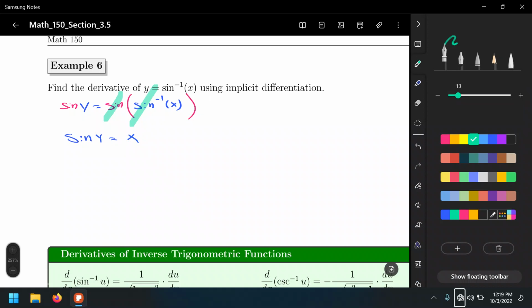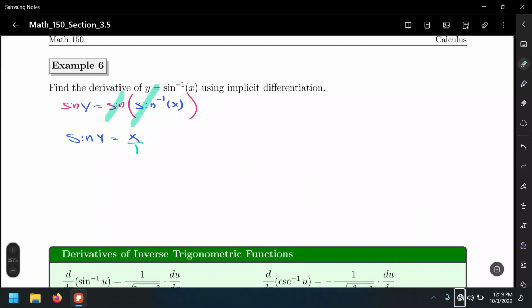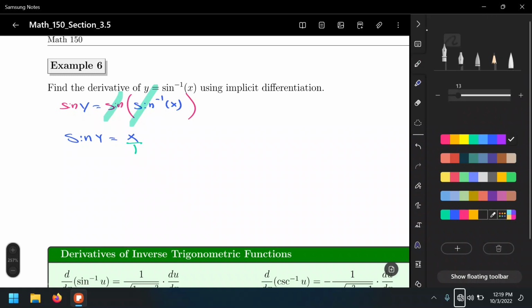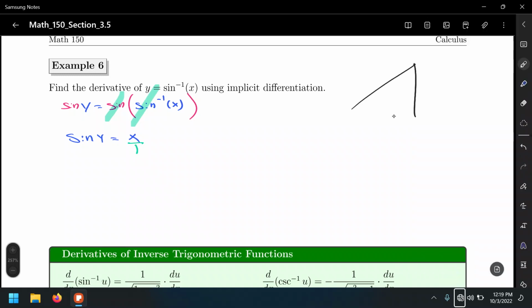Alright, so what about this, sine y equals x? Let's think of this x as x over 1. But why? Can we just differentiate x? That'll be 1. Yes, that is true. However, we will construct a right triangle using this statement right here. So let's construct that right triangle. This is the angle. Usually we use the letter theta, but this time I'm going to use the angle y because that's the dummy variable in this case for the sine function.